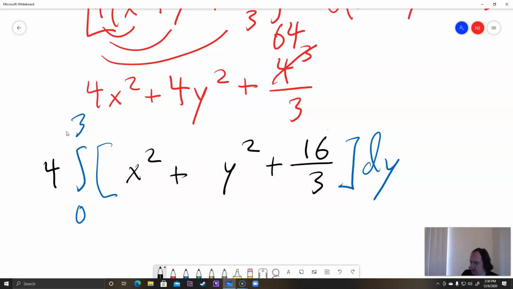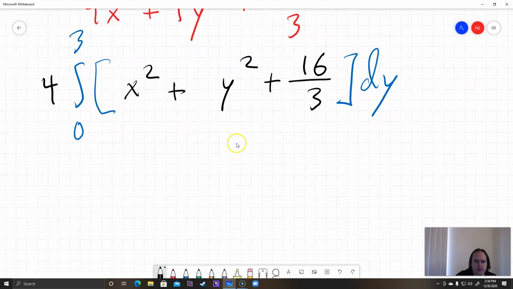So what we got here is I brought the 4 outside of the integral, and then we have the integral of x squared plus y squared plus 16 over 3, dy. Remember, we still have the outermost integral, but we're just doing one integral at a time. So this is the middle integral.